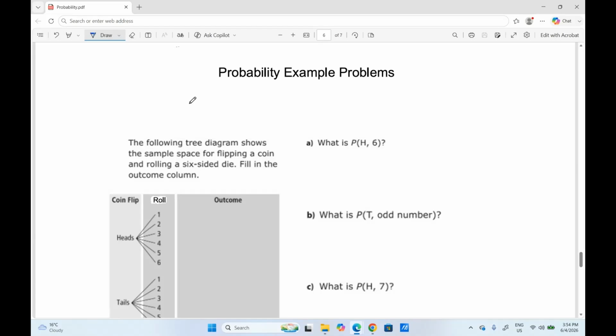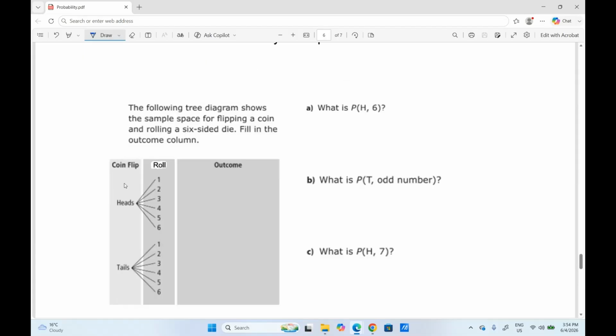Hi class. In this video, I'm going to be talking about some probability example problems. So the first problem I have is this one here. Here I'm given a tree diagram. The following tree diagram shows the sample space for flipping a coin and rolling a six-sided dice. And I want to fill in the outcomes and then answer these questions here.